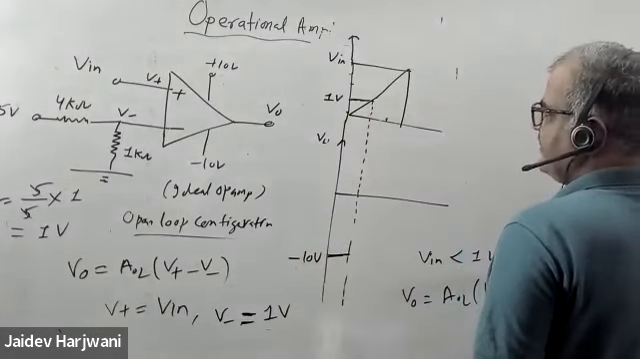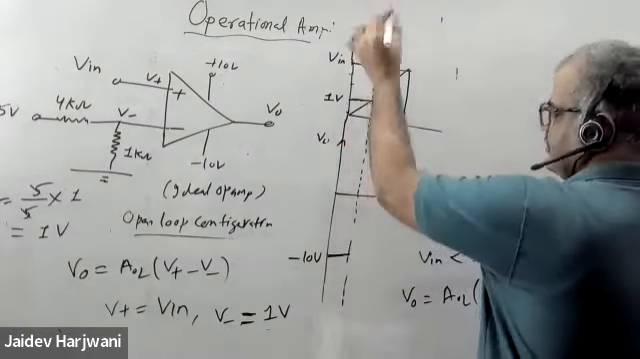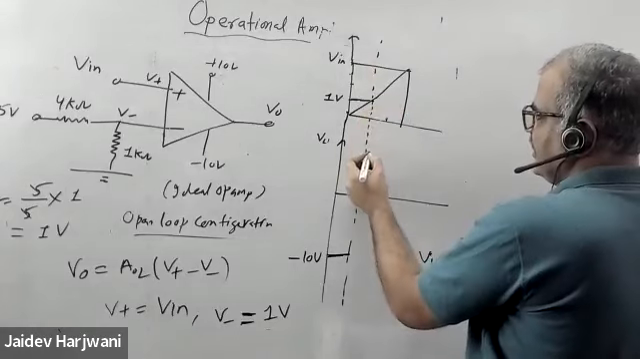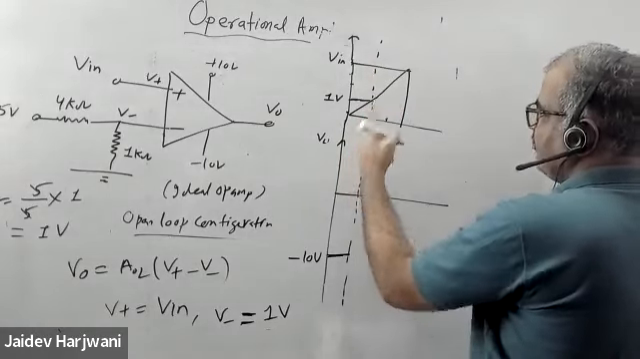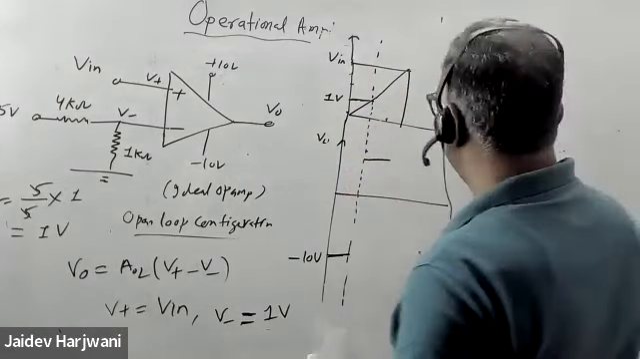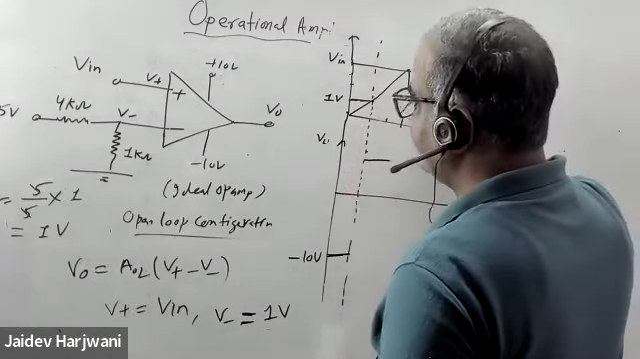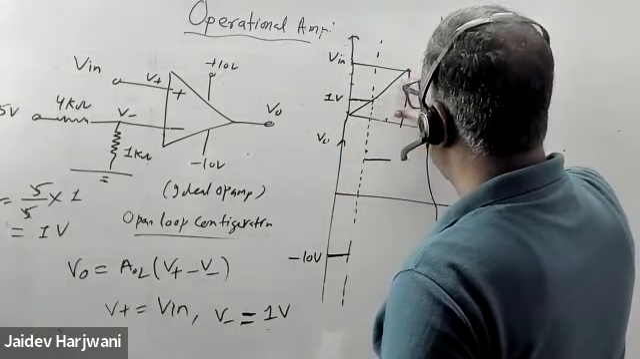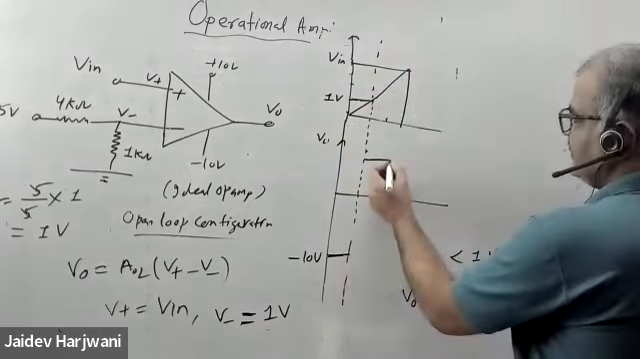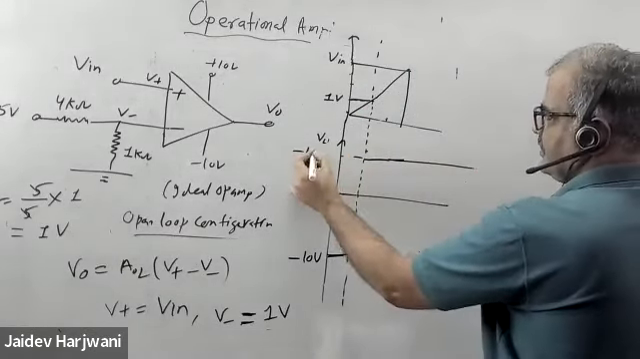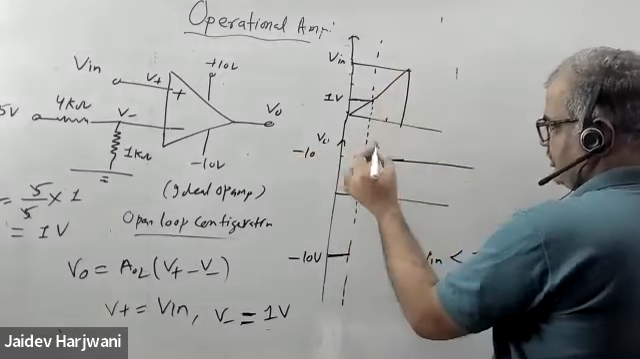Once it goes beyond 1 volt, up to 5 volt, where the input is going from 0 to 5, anything you apply greater than 1 will give you only plus VCC, that is plus 10 volt. They asked up to here, so you can plot here.